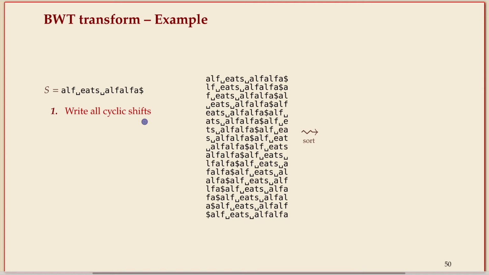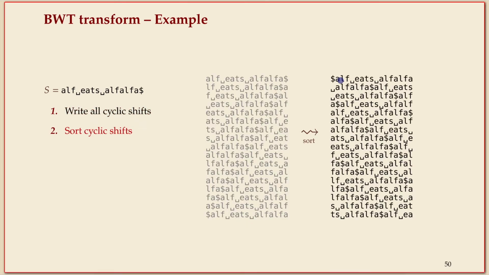Whether Alf would like it. So you write down all the cyclic shifts, and you can see how the $ makes its journey all the way to the front. Right? That's how you can easily see that you got everything. But this is just all the cyclic shifts. What we want to do next is sort them lexicographically. So that gives you that list.